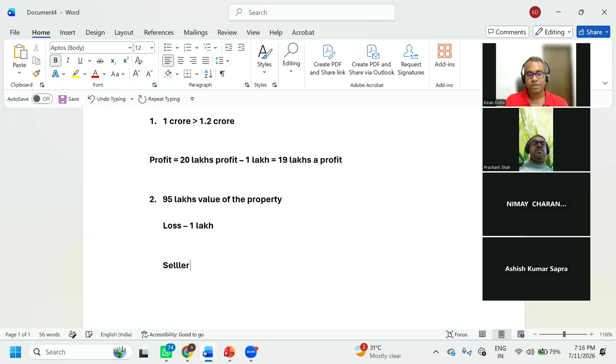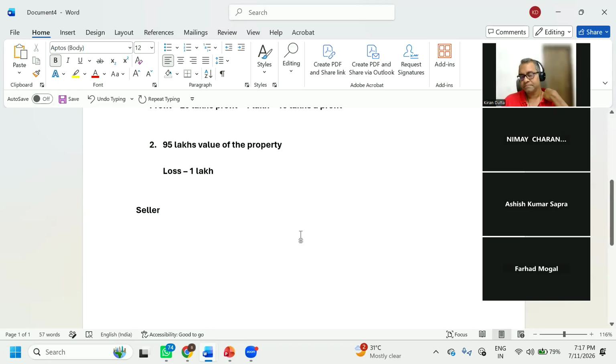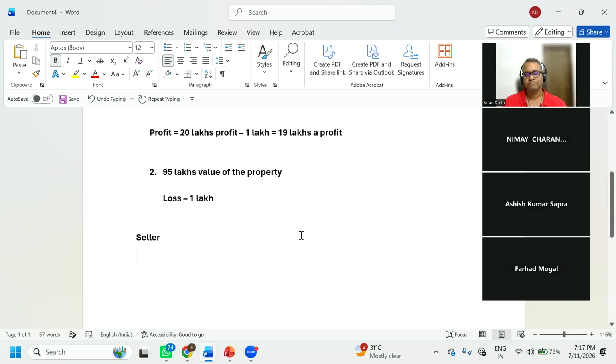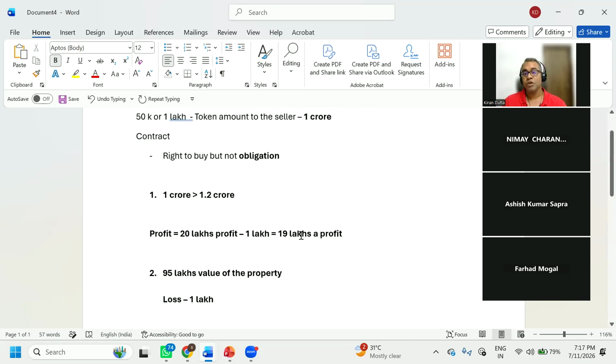Kiran, I have a query. Sorry to interrupt. Go ahead. Kiran, if the property value comes down from 1 crore to 95 lakhs, and if I am the buyer, then I would be in a profit by purchasing it at a lesser amount. So why would I exit? I didn't understand.